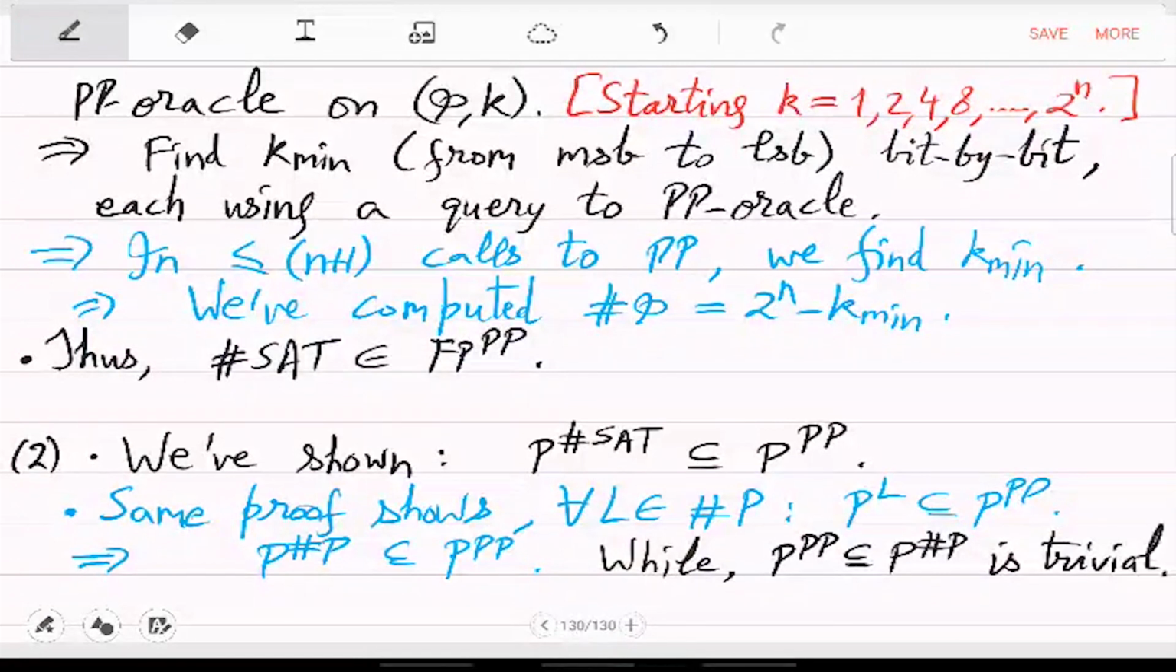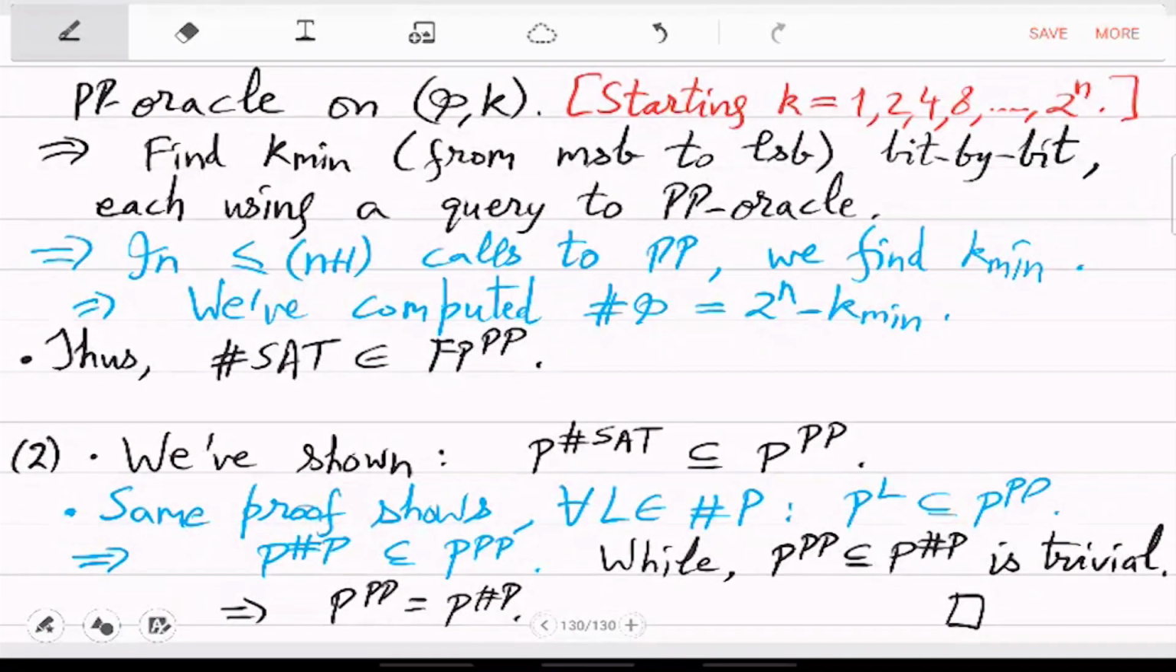Okay, P raised to PP is in P raised to #P because, well, if you have #P access, you have access to all the bits of the count. So you obviously can also compute the most significant bit. So that is trivial, which means that P raised to PP is P raised to #P. Okay, so that finishes this equivalence.